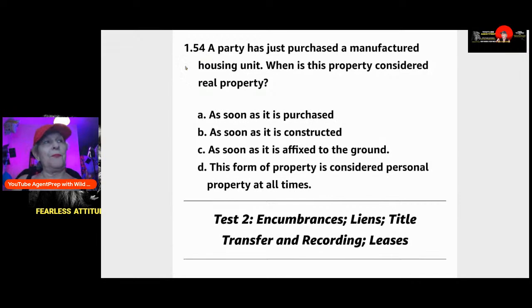All right, 54. A party has just purchased a manufactured housing unit. When is this property considered real property? Okay, you have a manufactured home. So what is that? A mobile home, a modular home that is on wheels. So when does it become part of the real property? A, as soon as it is purchased. B, as soon as it is constructed. C, as soon as it is affixed to the ground. Or D, this form of property is considered personal property at all times. No, there is an exception.